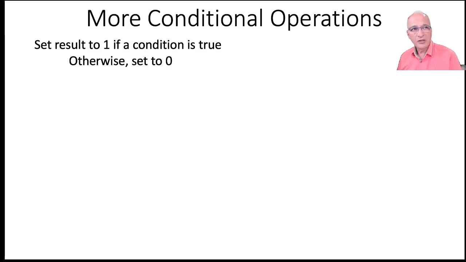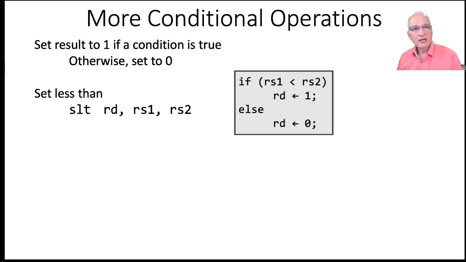There are other conditional operations that I have in RISC-V. There is an operation that does not do a branch or a jump. It simply sets the value of a register according to a condition. So this, for example, is the set less than operation. The operation is: if RS1 is less than RS2, then the destination register receives the value of 1. Otherwise, the destination register receives the value of 0. So it's set less than because the destination register is set if the condition is true.